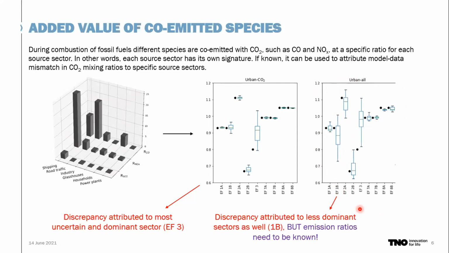So this looks very promising, but we also have to realize that these emission ratios are very uncertain and highly variable in space and time. So you really have to know these signatures in order for this to work. And this is quite challenging to achieve with real observations.